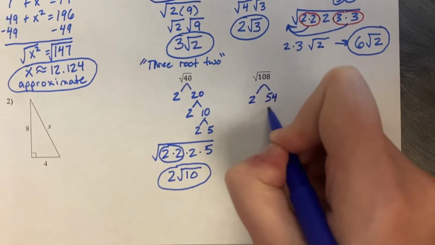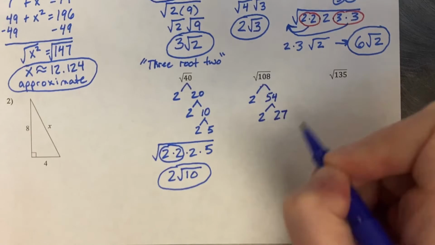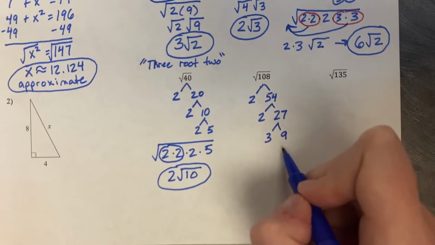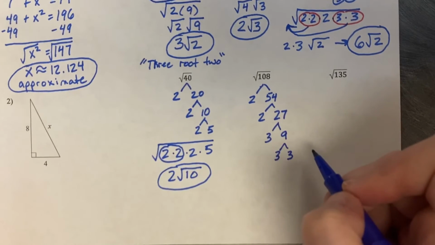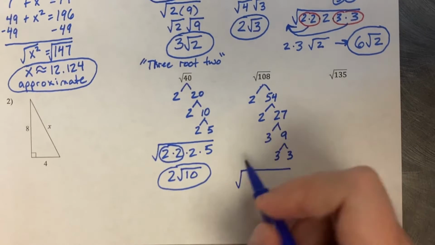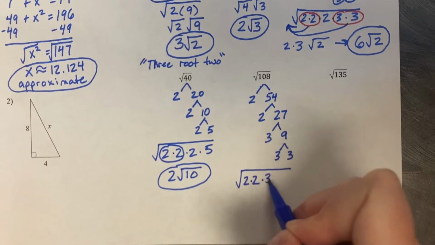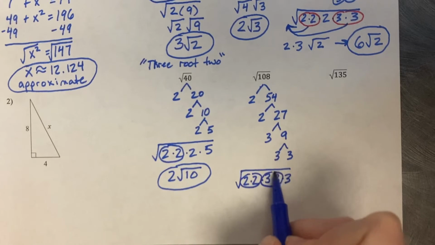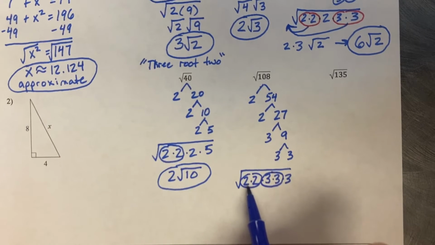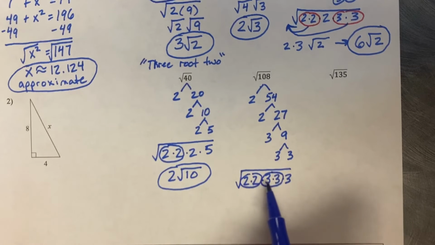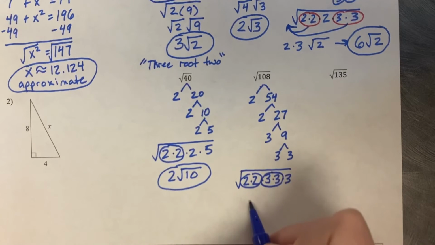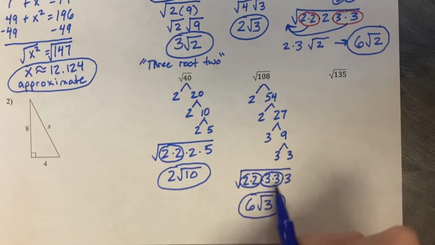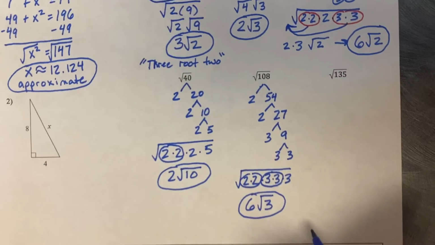2 and 54. 2 and 27. 27 breaks up into a 3 and a 9. 3 and a 3. So then I've got 2 2's and 3 3's. I got a pair of 2's and a pair of 3's. We've seen this before. 2 times 2 is 4. 3 times 3 is 9. 4 times 9 is 36. And the square root of 36 is 6 with a leftover 3. Or 2 times 3 is 6 with a leftover 3.